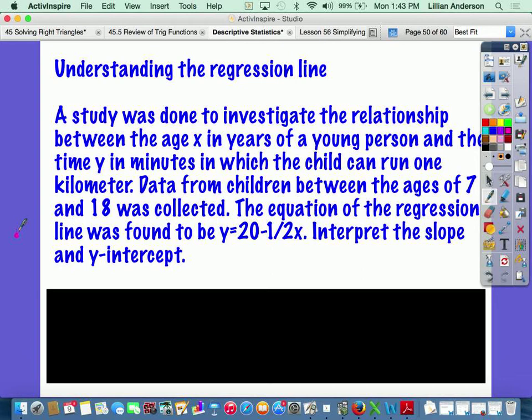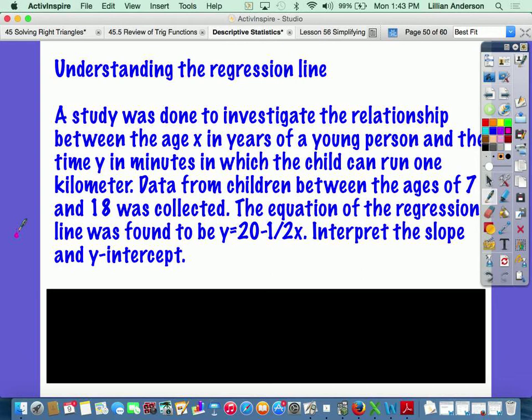So when you're interpreting this, when you're actually writing in words, yes, it's good that you're saying as you age you're getting faster, but by how much? Okay, that's what they're going to be looking for. They're going to be looking for the exact number. Because you're losing half a minute. And since y was in minutes, that 1/2 would be half a minute.